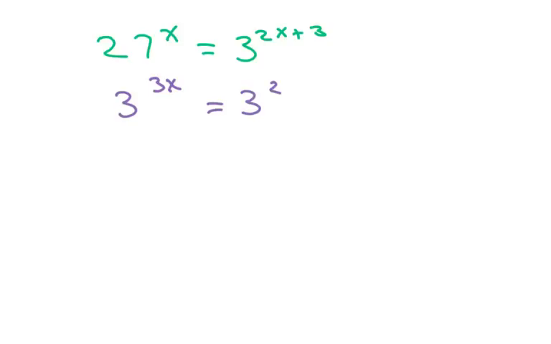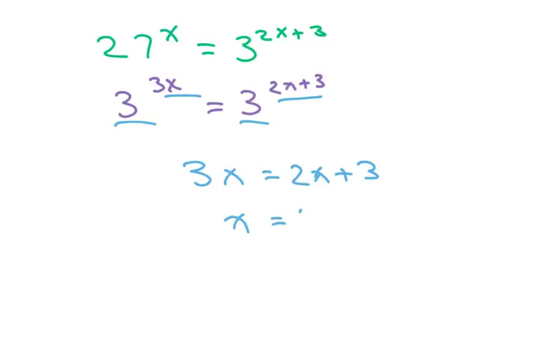And another one, we have 27 to the x equals 3 to the 2x plus 3. My base is going to be 3, so that's 3 cubed times whatever's up there, equals 3 to the 2x plus 3. Now my bases are the same, so I can solve for x. Subtract the 2x, you get x equals 3.